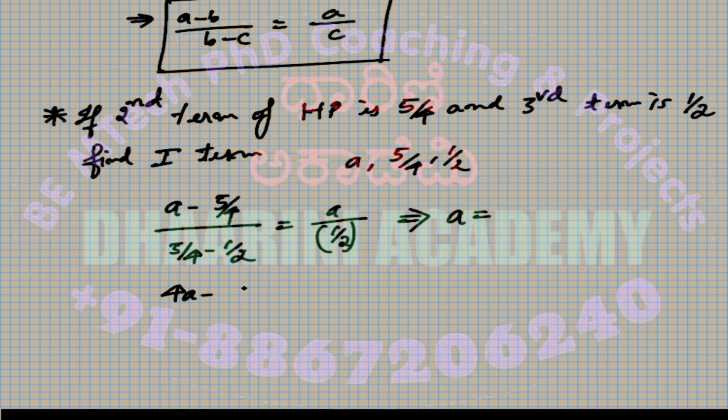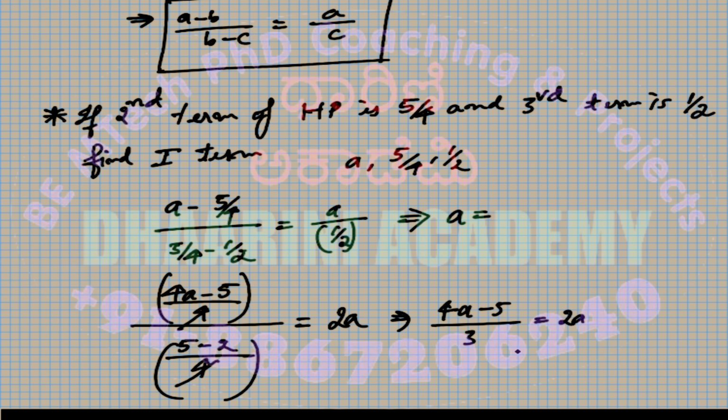So we are left with 4A minus 5 divided by, that is 5 minus 2 is 3, should be equal to 2A. So 3 into 2, that is 6A. 6A minus 4A is 2A. So we are left with 2A is equal to minus 5. Right? So A becomes equal to minus 5 by 2. Okay, right. That is the answer.